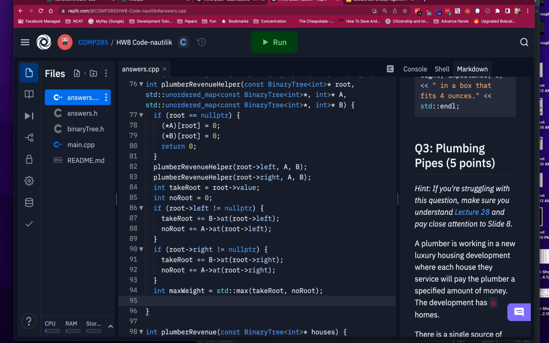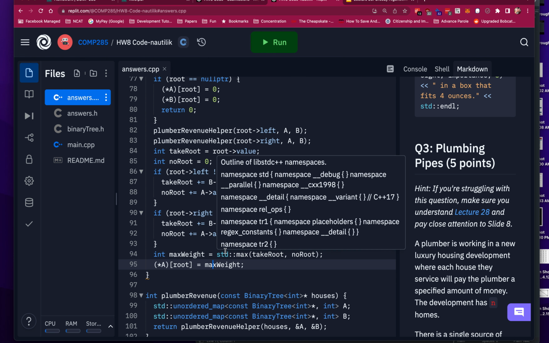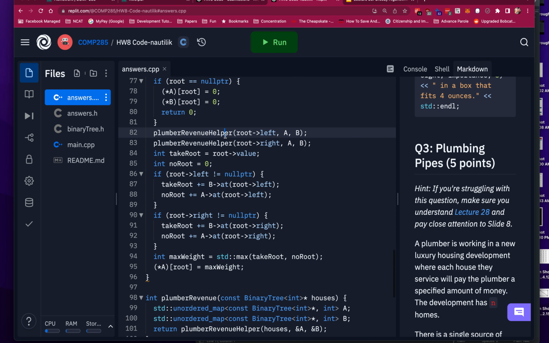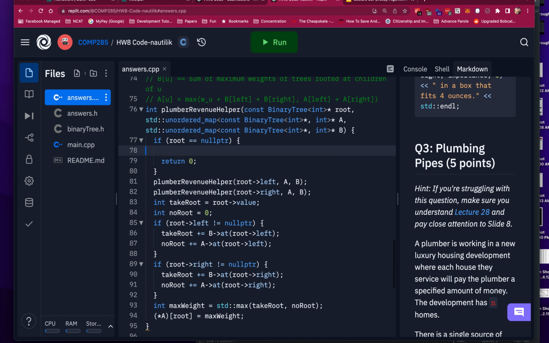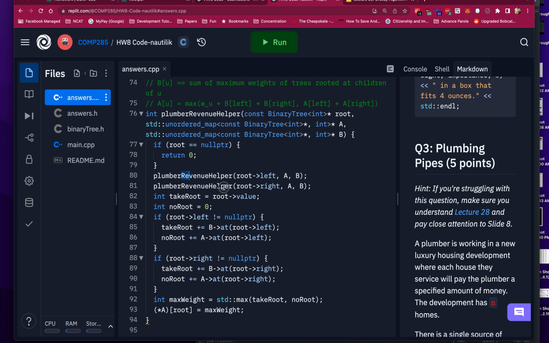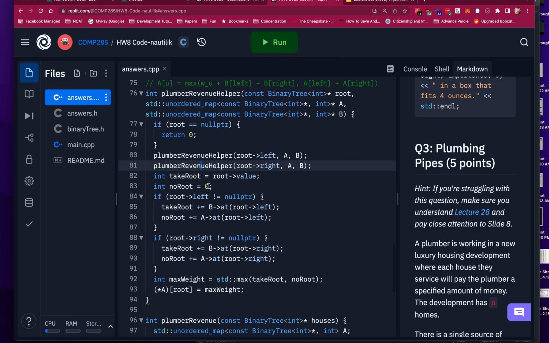Okay, so now I'm going to save the answer. So A for root, saving the answer into the map, is going to be max weight. This is where my leaf saves its answer. If I ever get to a leaf and call myself recursively, it's going to be a null pointer. So these aren't going to do anything. They're just going to return 0, and I'm going to ignore that. These are just going to end up returning 0.